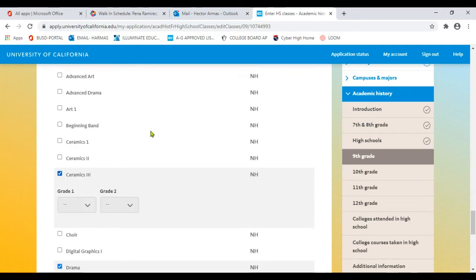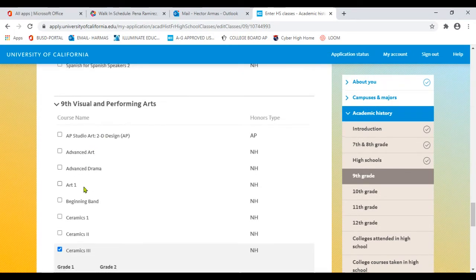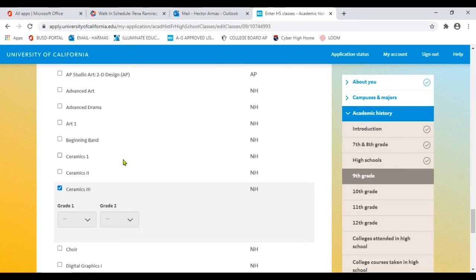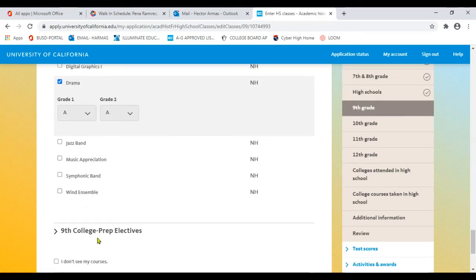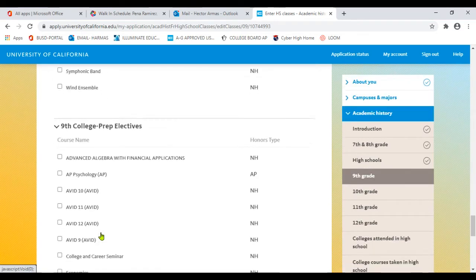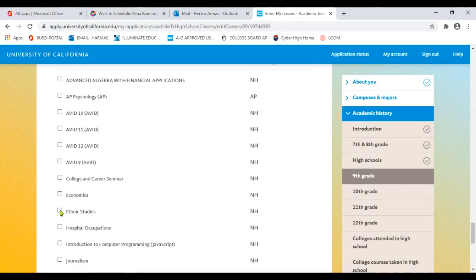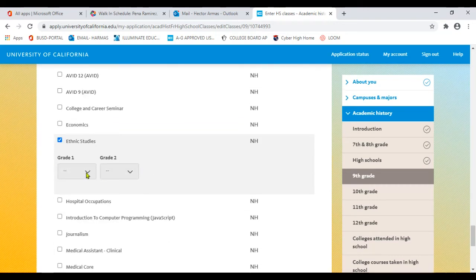And of course, it also lets you know all the other subject areas that are available at Bassett High School. You just scroll down and try to figure out which courses you selected. Now I'm going to go to college prep electives. And here I took ethnic studies. There it is. I took that class on my 2nd semester. So for first semester, I'm going to put NO, which means that I did not take the class first semester. I took the class 2nd semester.